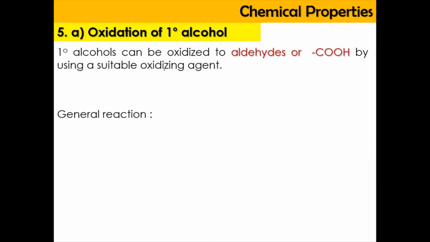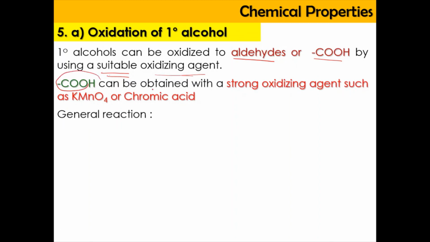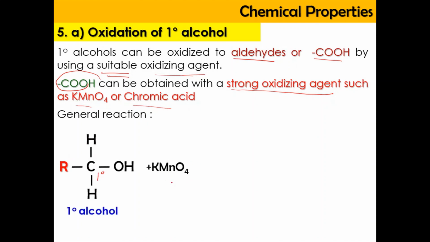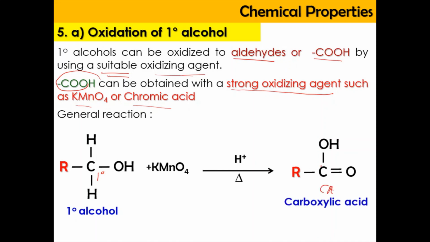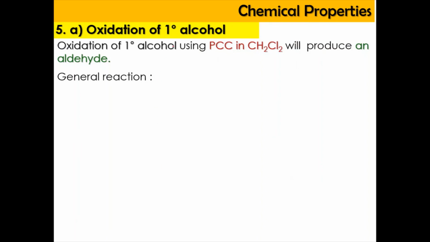Now let us look into the reaction of alcohol. The primary alcohol can be oxidized to an aldehyde or a carboxylic acid by using a suitable oxidizing agent. A carboxylic acid can be obtained when we use a strong oxidizing agent, for example KMnO4 or chromic acid. So from the primary alcohol, when we react it with the strong oxidizing agent at high temperature and acidified condition, what we produce is a carboxylic acid. But when we use a primary alcohol with PCC, which is the mild oxidizing agent, what we produce is an aldehyde.